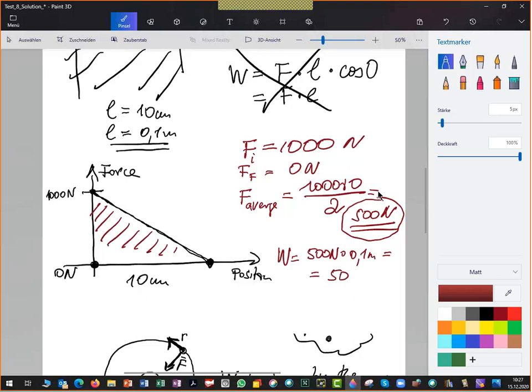And Newton meter, if we multiply them as a scalar product, we call this unit joule, right? So 50 joule.